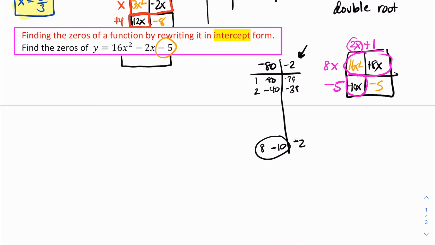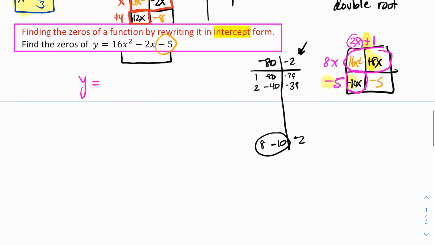So make sure your signs are accurate. They will always match up. So if this is a plus, this will be a plus. If plus 8, then that'll be a plus. If that's a minus 10, that'll be a minus. All right, so I have y is equal to 8x minus 5 and 2x plus 1. So this is intercept form.